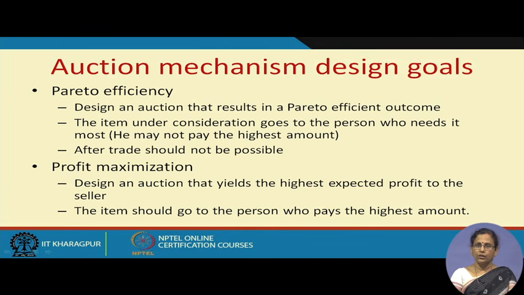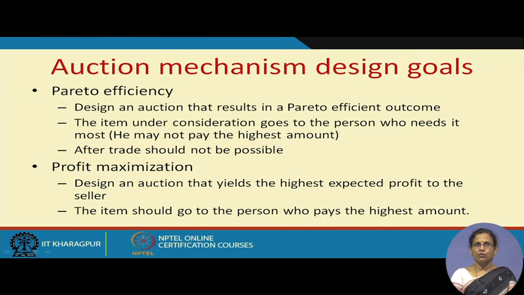In this situation there are two important design goals. Either the auction has to be Pareto efficient or the auction has to be profit maximizing. Now, what is Pareto efficiency? Pareto efficiency is about the design of an auction that results in a Pareto efficient outcome.